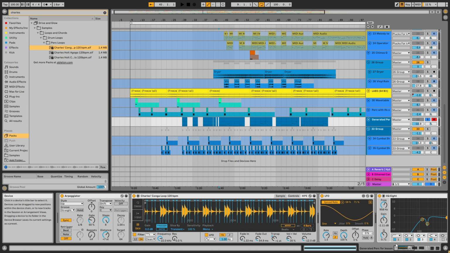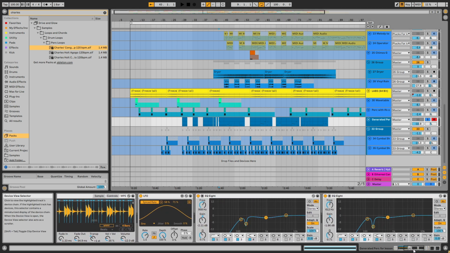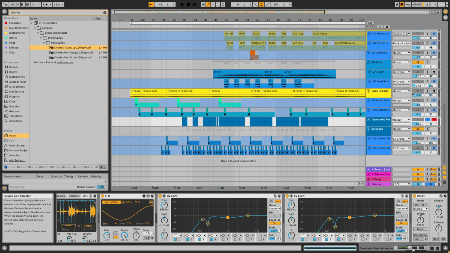And we also have equalization and two equalizers for more precise adjustment. And the gain is slightly increased.